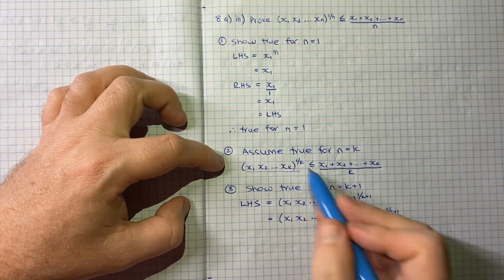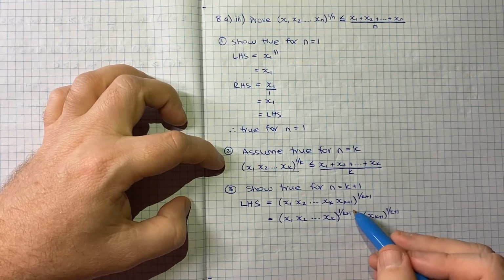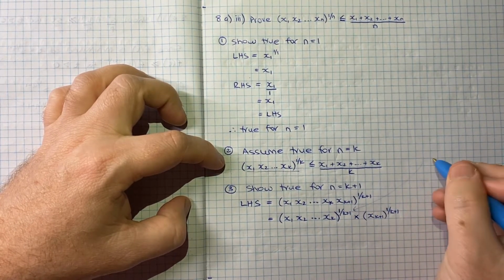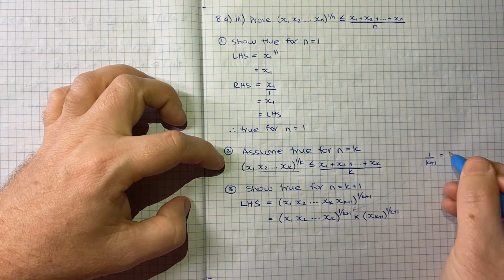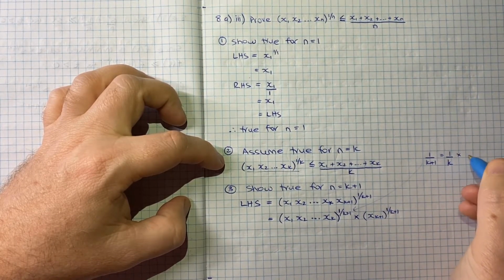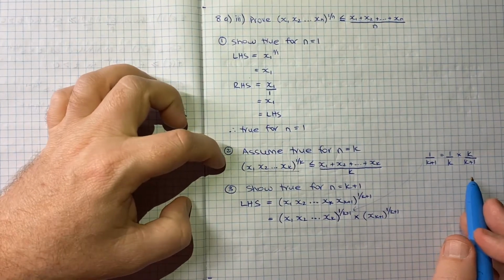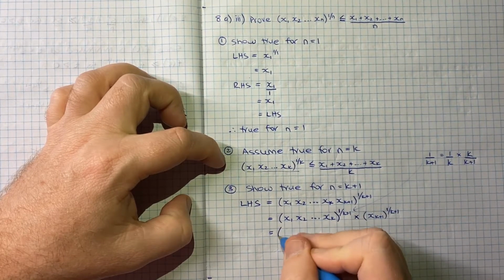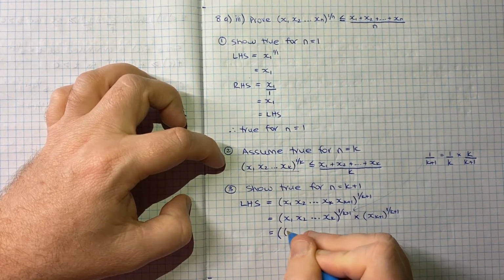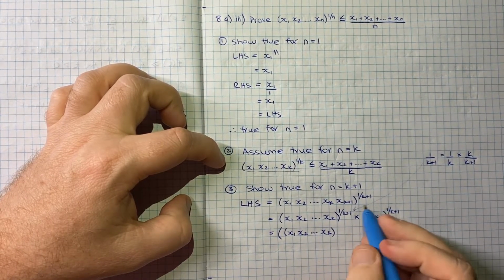It's just we've got 1 on k plus 1 instead of 1 on k, but what we can do, maybe just off to the side, 1 on k plus 1, well, if I multiply top and bottom by k, that's really just equal to 1 on k times k on k plus 1. And this is probably going to come in handy. So let's throw that in. So let's say, well, this is really equal to x1 times x2 and so on up to xk to the 1 on k.